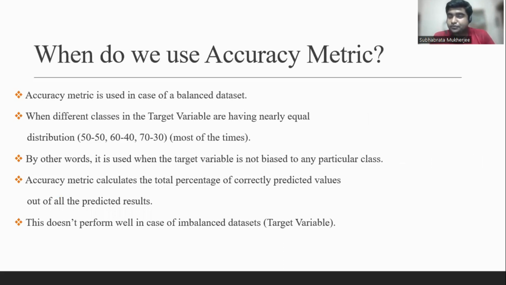That is, the distribution will be nearly 50-50 or 60-40 or even 70-30. But above that, that is 80-20 or 90-10, in these cases the dataset will be considered an imbalanced one. Now, the accuracy metric calculates the total percentage of correctly predicted values out of the total predicted values, as we have already discussed. Now, the accuracy metric doesn't perform well in case of an imbalanced dataset. Why? We will discuss further.